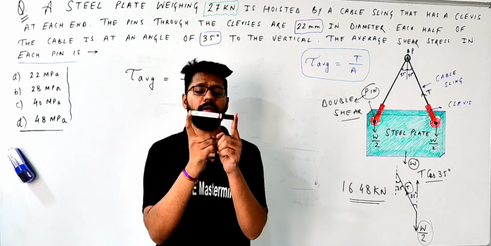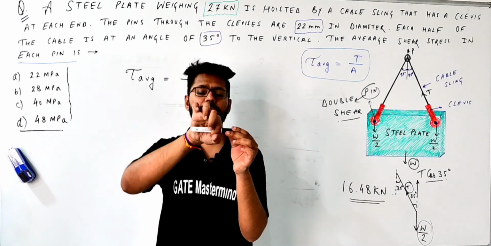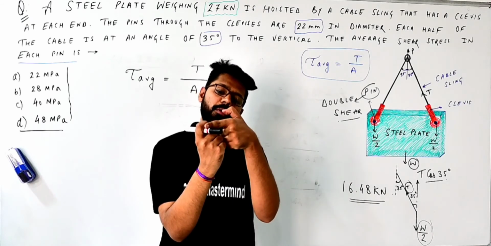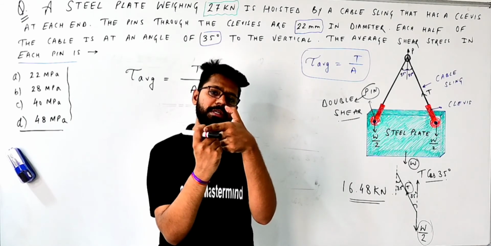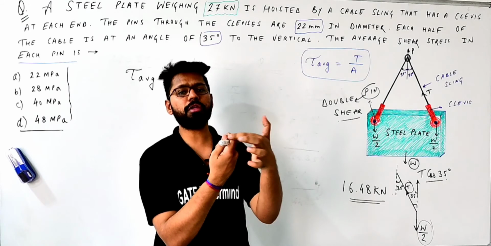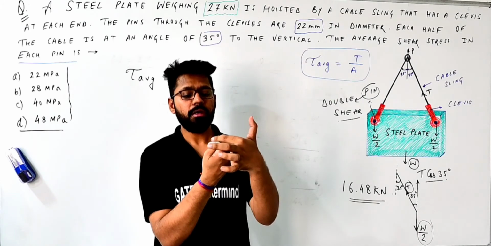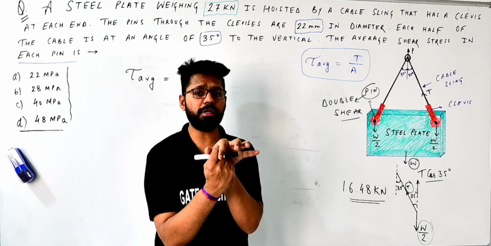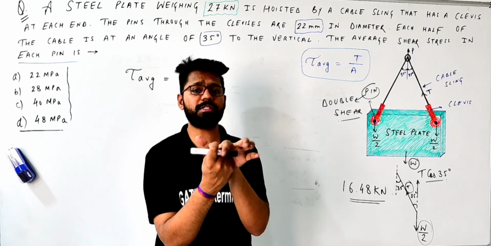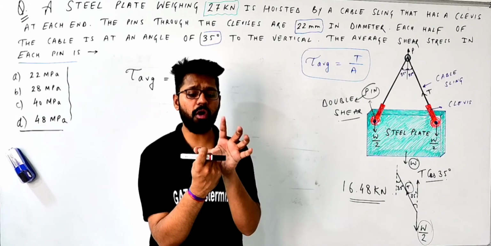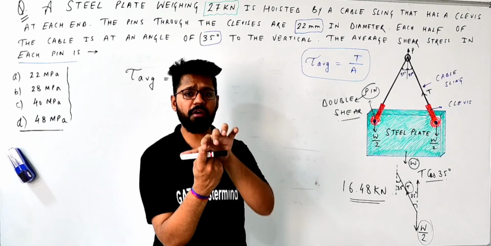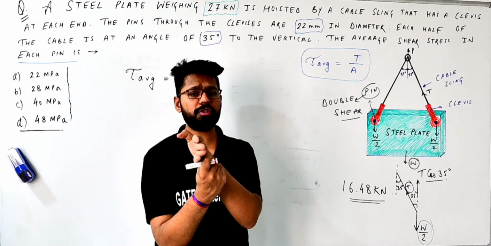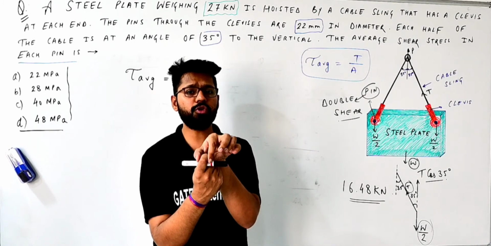This is the pin, and between the pin, this plate is there. So from here also the pin is in shear, and from here also the pin is in shear. Pin is in shearing from both the sides. Got it? This is our clevis. And here also the pin is in shearing condition. So the pin should be in double shear.